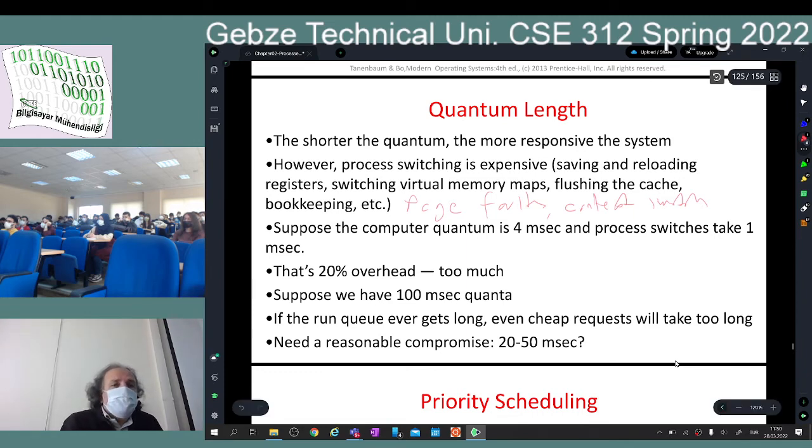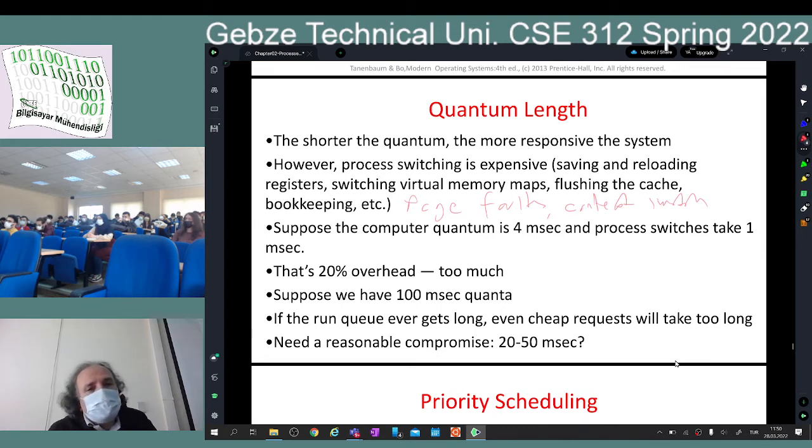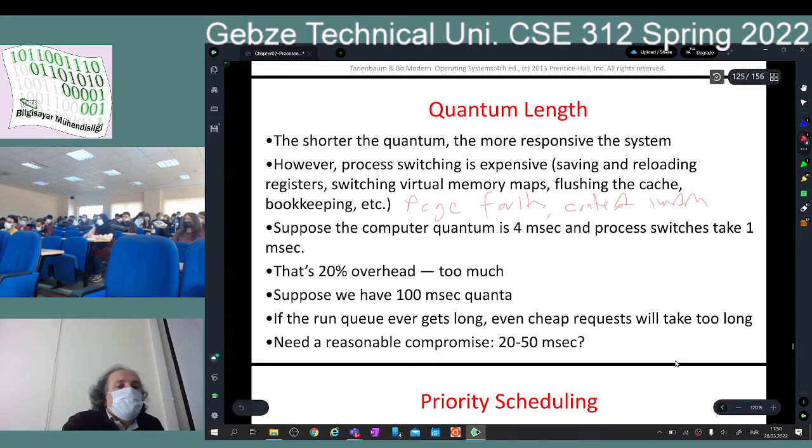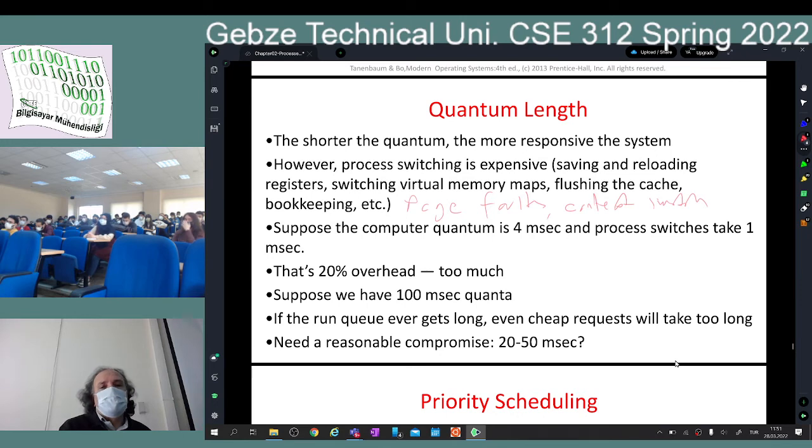Suppose the quantum is 4 milliseconds and the process switch takes 1 millisecond. That means I am spending 1 millisecond out of 5 milliseconds on context switching, which is used for nothing useful. So that is 20% overhead just to stay interactive. When you feel that your computer is so lively and responsive, that might mean that you are wasting CPU time and battery time. That responsiveness comes to you at a cost.